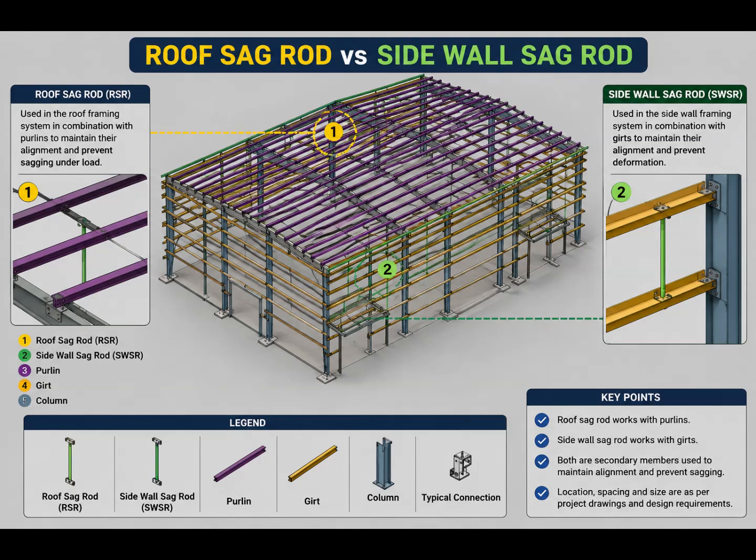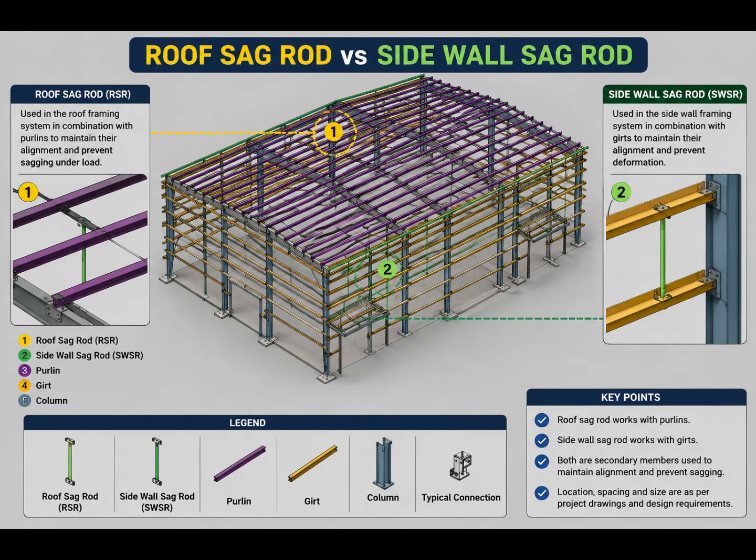Instead of memorizing, understand the structural relationship. Roof purlin, roof sag rod. Side wall girt, side wall sag rod. Once this relationship becomes clear, reading the corresponding drawings becomes much easier. And this is exactly the type of practical understanding that is useful when working on real PEB projects.